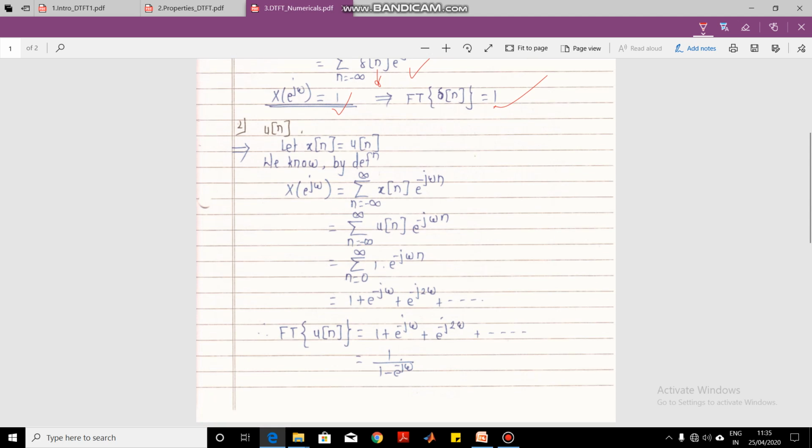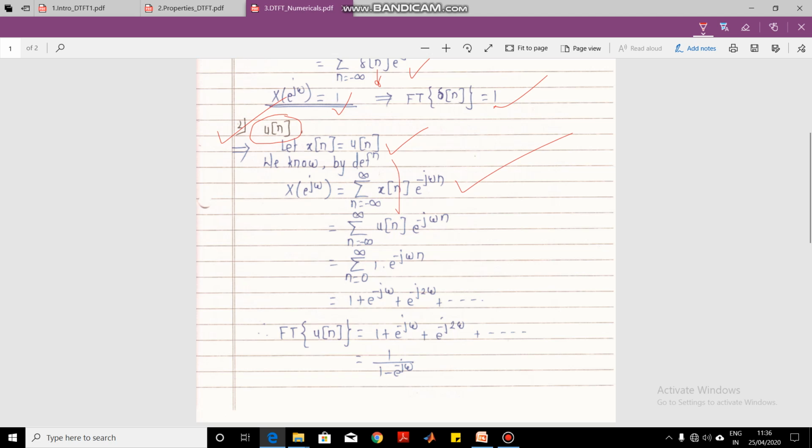Now let us try to find out the discrete time Fourier transform of u of n. One thing you observe is that when we talk about the Fourier transform, it can be for continuous time signals and discrete time signals. But here we are studying the discrete time Fourier transform. So we are using only the discrete time signals. So u of n signal is again another basic type of signal. Now this is a discrete time aperiodic signal. Let us try to find out the discrete time Fourier transform.